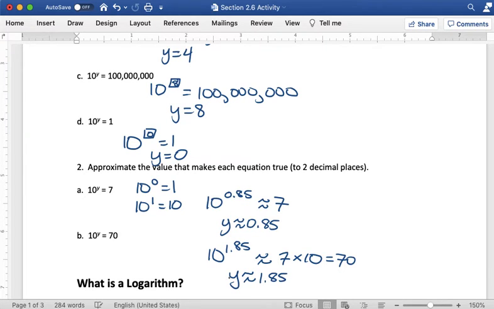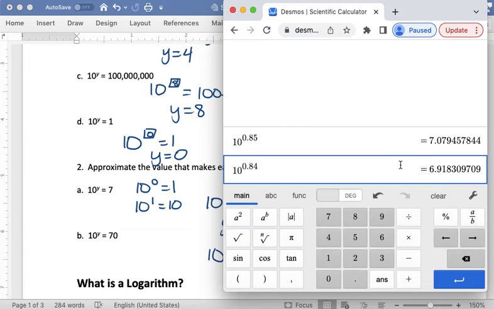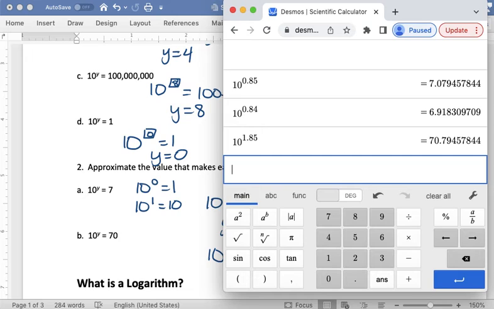Again, you can do guess and check on the calculator, and if you do that, you can verify that 10 to the 1.85 power is approximately 70, and again, that's as close as I'm going to be able to get if I am going 2 digits after the decimal point. So 1.85 is the closest to 70.